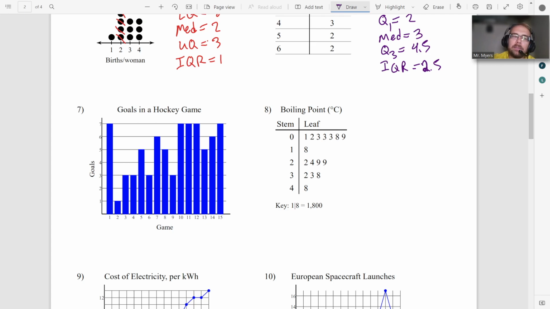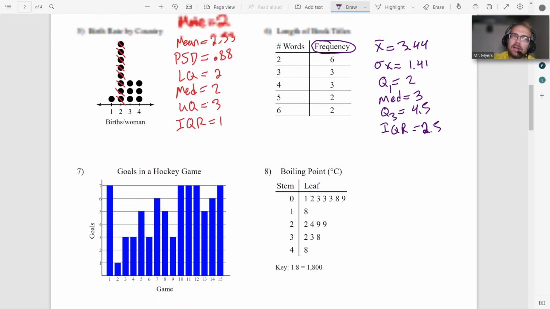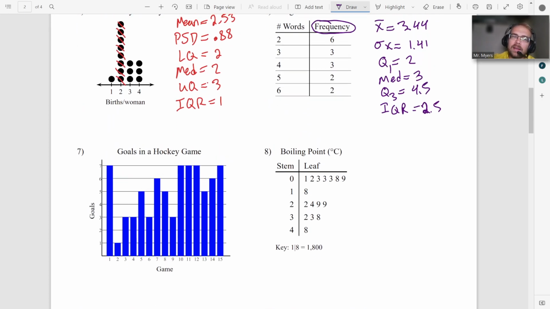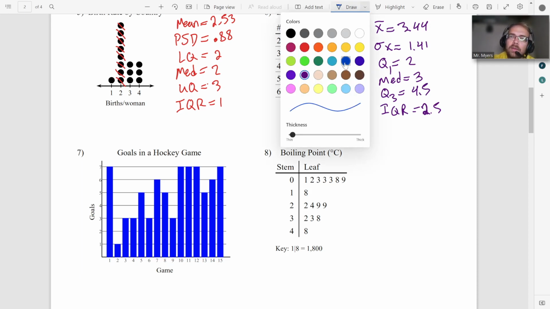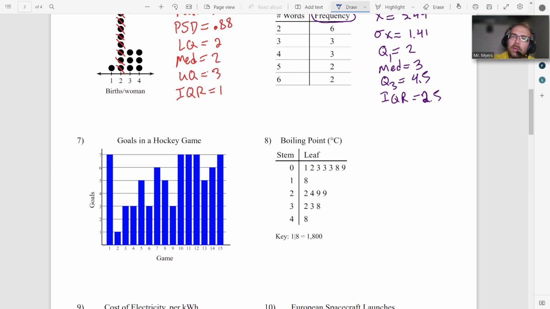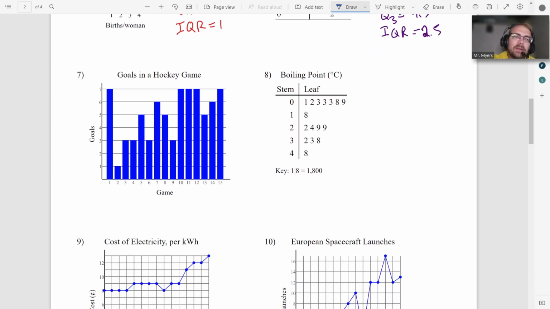All right, so number 7. Goals in a hockey game. The game and the goals. All right, so again, it's the frequency again. There's a lot of things that have 7 goals. So there's quite a few things. We're going to circle all the way back to blue. We made it all the way around back to blue. Just in time, because that's a lot of blue.